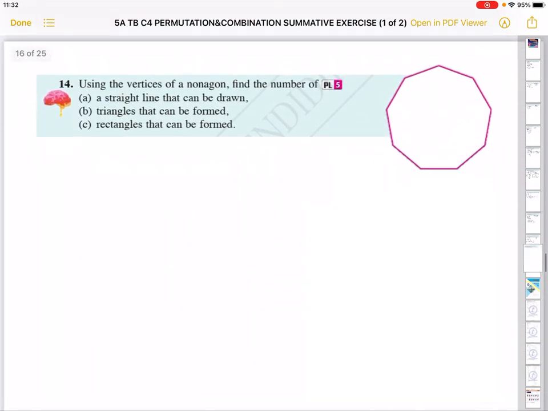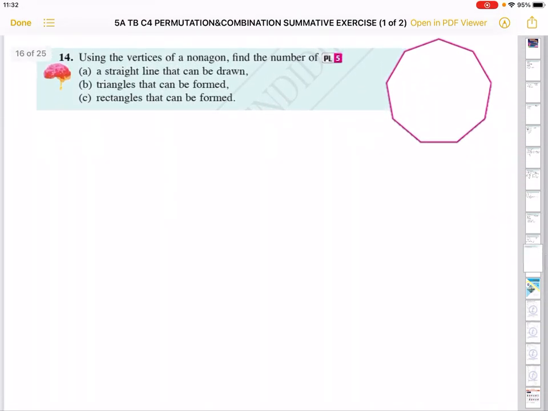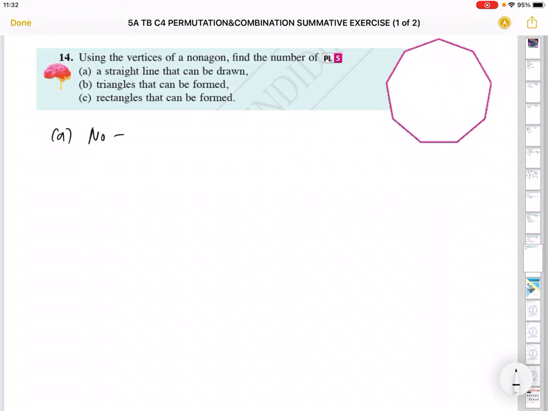Using the vertices of a nonagon, find the number of straight lines that can be drawn. How many points do you need to draw a straight line? The answer is 2 points. A nonagon is 9-sided, so I choose any 2, right? For example, I can take this and this, that is 1 way. I can take this and this, that is 2 ways, right?